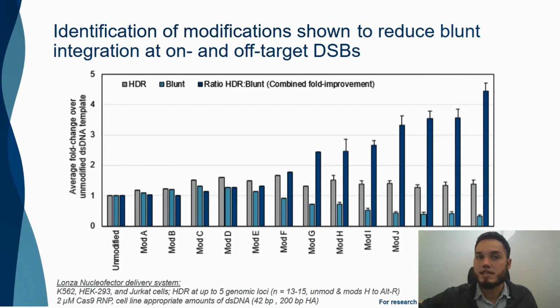You can see the results here of testing variable modifications in 3 different cell lines at 5 different genomic loci. The y-axis here shows the average fold change of HDR, blunt integration, and the HDR blunt ratio compared to an unmodified double-strand DNA template for each modification on the x-axis. From this, we found that our top modification pattern, labeled as the Alt-R mod here, improved the ratio of HDR to blunt insertions at the on-target site 4-fold.